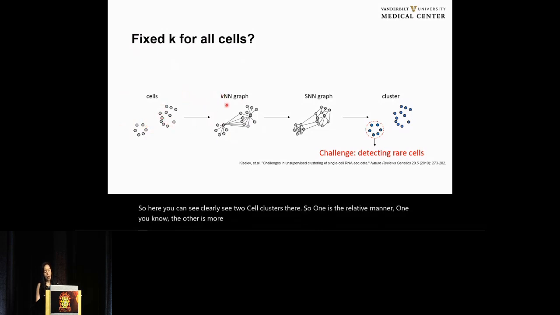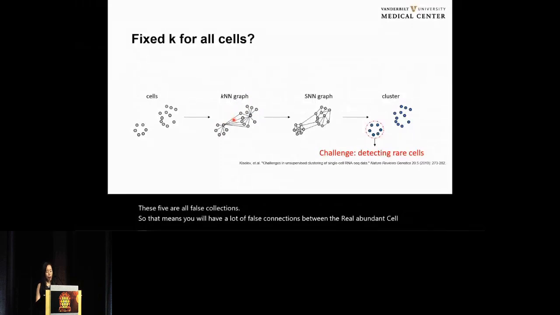If we set k equals 10, that means for this cell we not only collect the 5 nearest labels. Because k equals 10, we will force this cell to connect to the major population there. These 5 are all false connections. That means you will have a lot of false connections between the rare and abundant cell clusters, so it's hard to separate this rare cluster from the abundant ones.